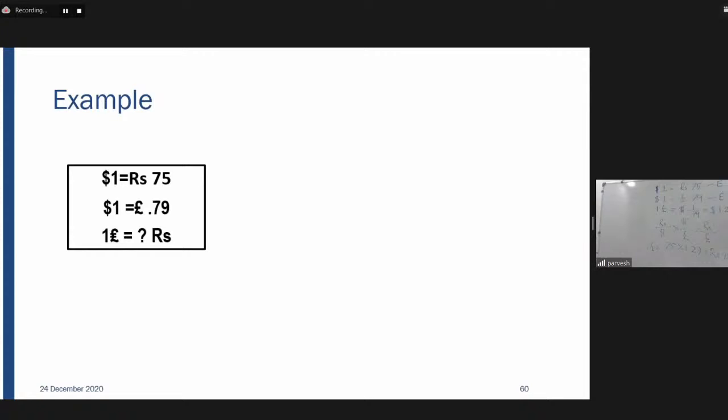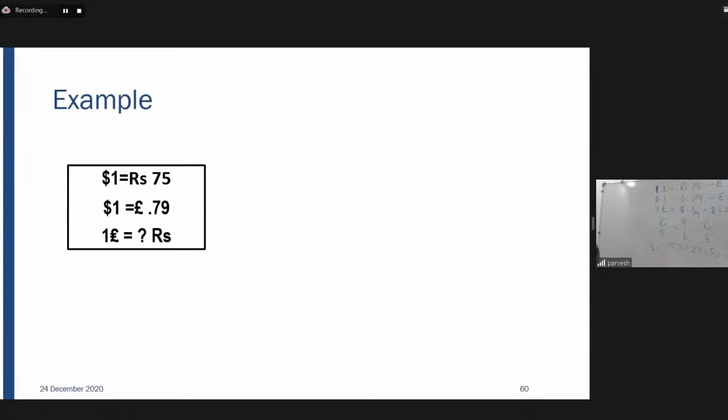So this is the example which we did. $1 is equal to 75 rupees, and $1 is equal to £0.79. So we have to calculate the price of pound in terms of rupees. Okay, fine. So we want to know what is the price of £1.